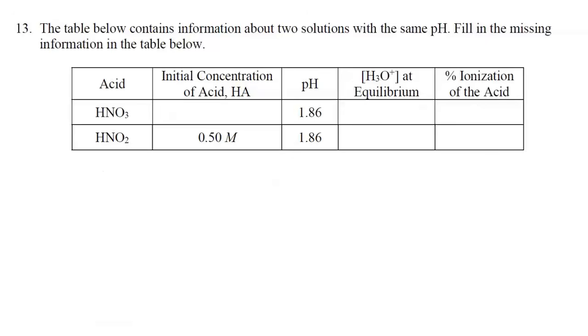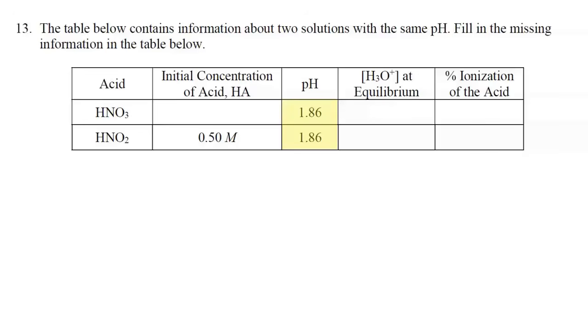Now we're still talking about nitric acid, HNO3, and nitrous acid, HNO2, but here's a different way of examining their properties. The table below contains information about two solutions with the same pH. So the pH is 1.86. Fill in the missing information in the table below.